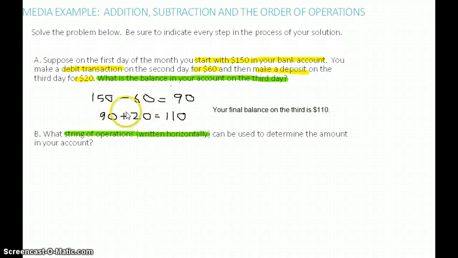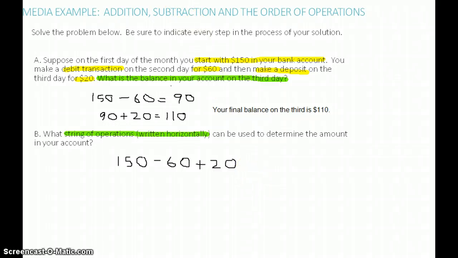So we wrote two pieces here. We wrote our first step and the result, and then we took that result and added on $20. So how are we going to write this symbolically as one string of operations? Well, let's just start by writing it from left to right. So we have 150, then we subtracted 60, and then we added 20. So just like we read from left to right, we can write this from left to right.